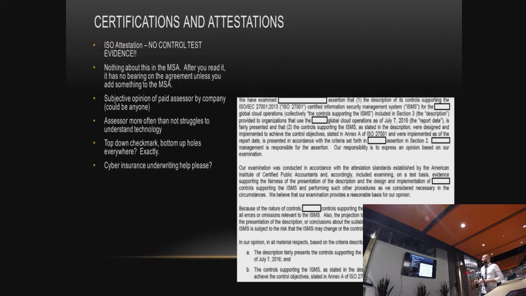Other problems: subjective opinion of a paid assessor of the company, could be anyone. Honestly, assessors more often than not struggle to understand technology. They're not engineers, they're not pen testers, they are, you know, assessors. So you get this top-down check mark, but there's, what, bottom-up holes everywhere?